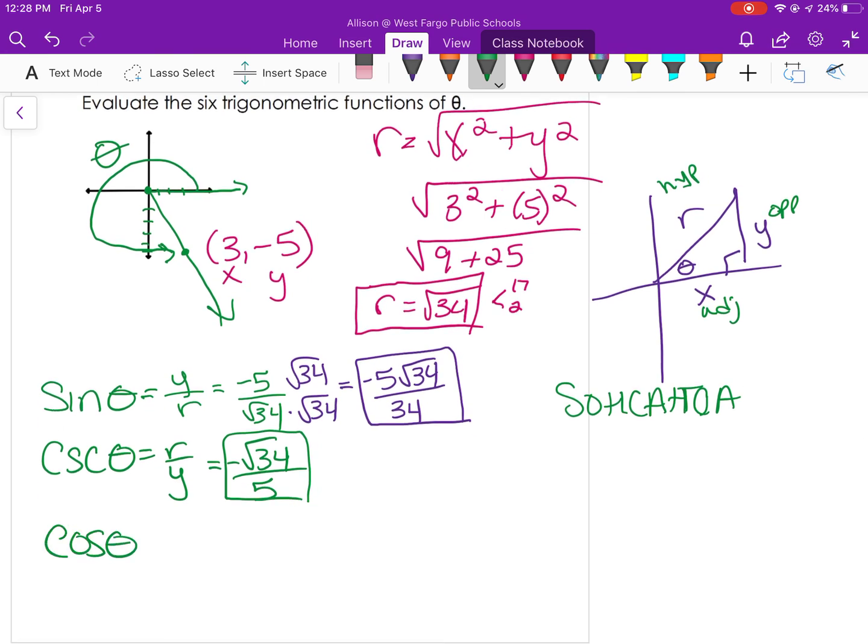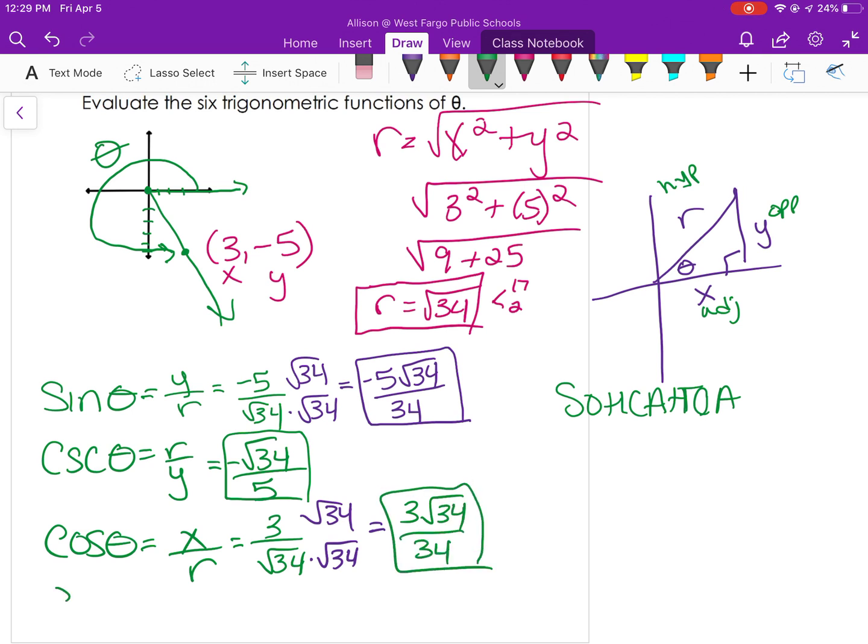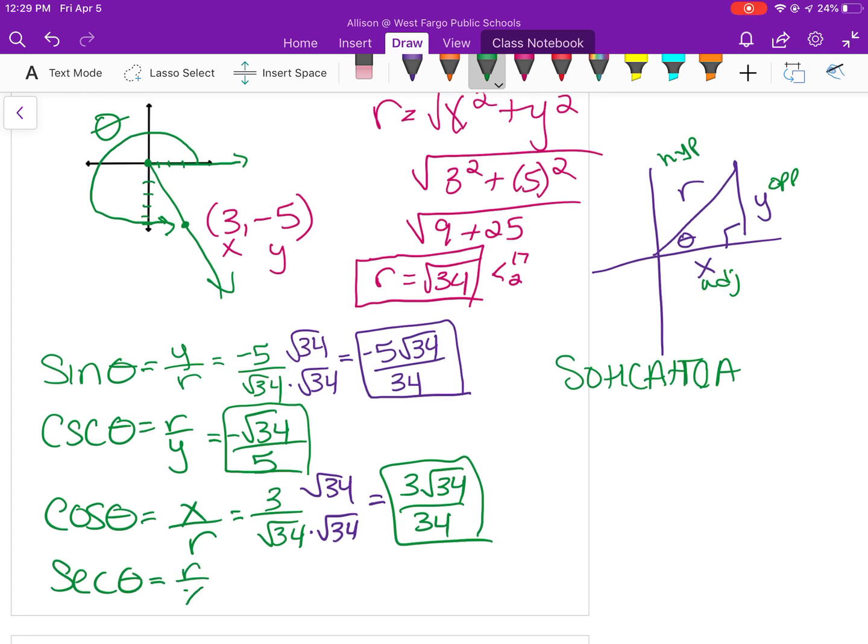Cosine of theta will be adjacent over hypotenuse, or x over r. So adjacent side, x over r, is going to be 3 over square root of 34. Same idea, you have to rationalize, so multiply both top and bottom by square root of 34, and you're going to have 3 square root of 34 over 34. Secant goes along with cosine. It's a reciprocal, so it's r over x. That will be the square root of 34 over 3.